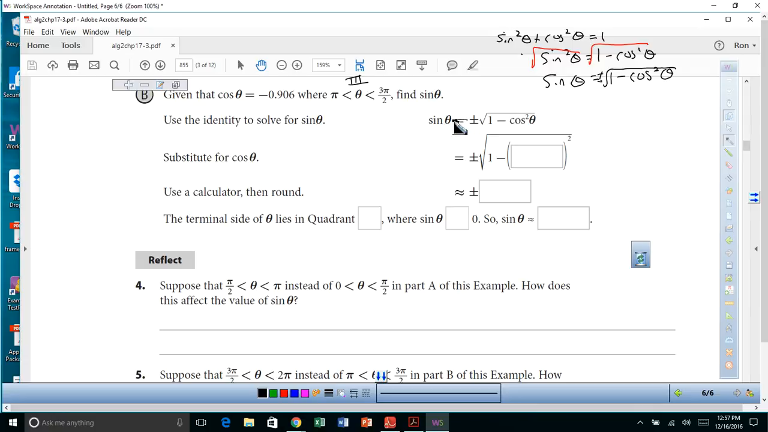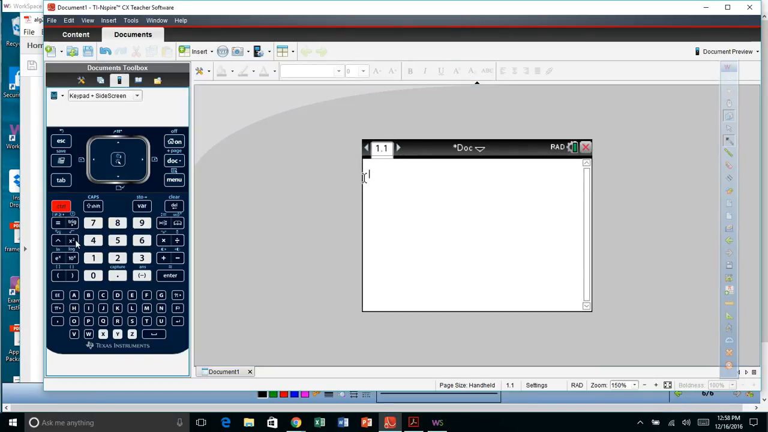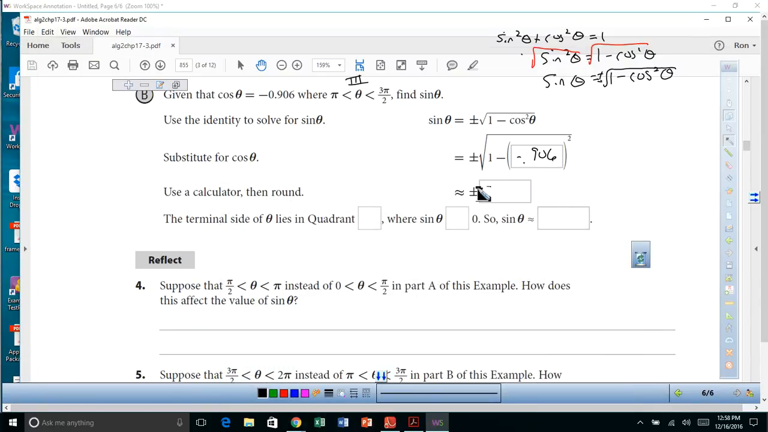Now let's see, we're going to use this. We're going to just put negative 0.906 in, square it, and we'll just put it in the calculator just the way you see it. Go to calculate, control, and you've got 1 minus, open parentheses, negative 0.906, close parentheses squared. Press enter, and you get 0.423. So we're going to have plus or minus 0.423.